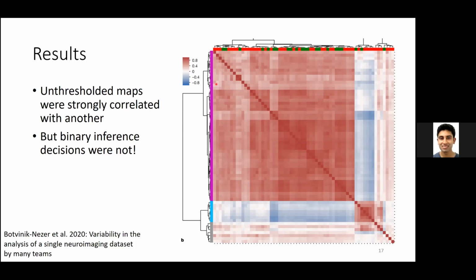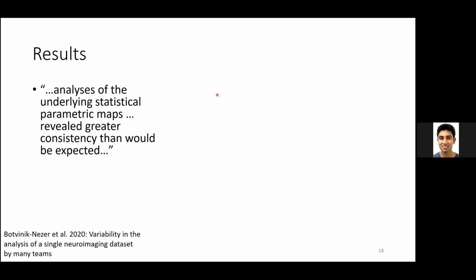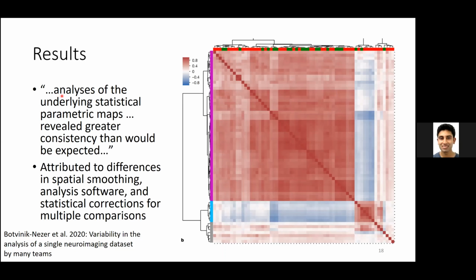blocks up here. And what the authors note is that the analysis of the underlying statistical maps, so these highly correlated maps, if you apply the same processing pipeline to them, you get very similar binary inference decisions. But the fact that each team got different inference decisions means that differences in spatial smoothing, analysis software, and how each team did statistical corrections for multiple comparisons highly affects the inference decision.